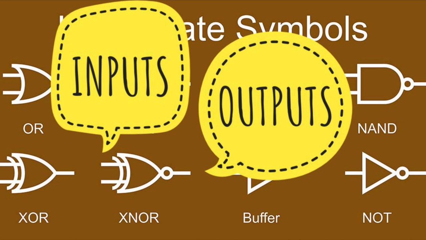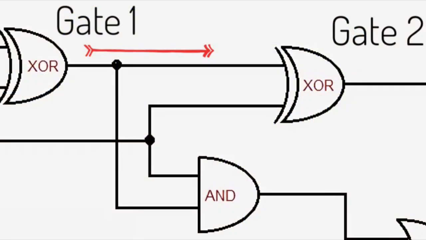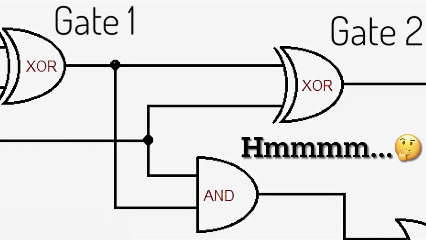Logic gates don't let the signals through all the time. Sometimes they close and don't let the signals through. Suppose we had a first logic gate whose output was connected to the input of a second logic gate. Could both logic gates perform their calculations at the same time?